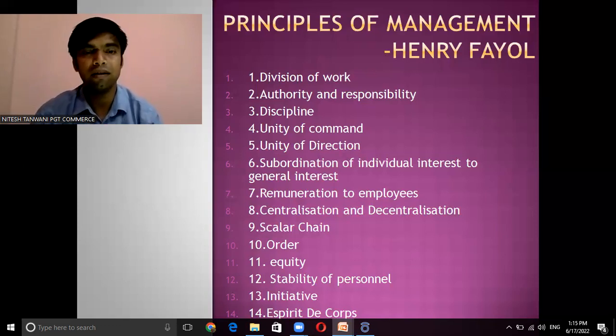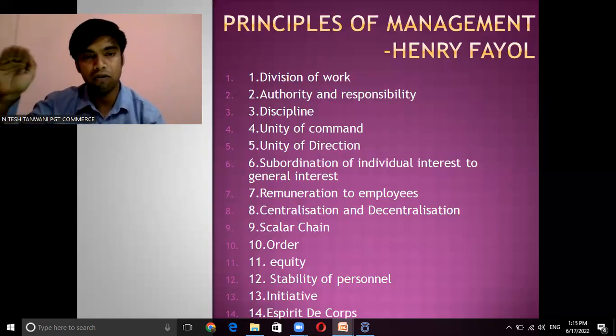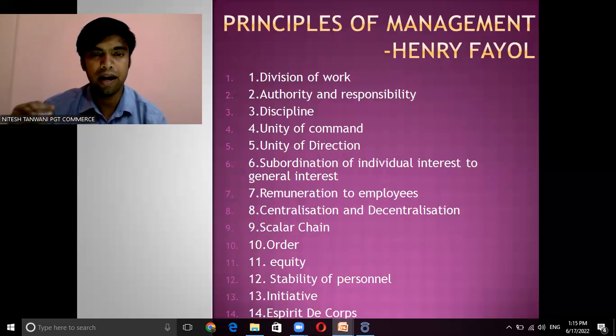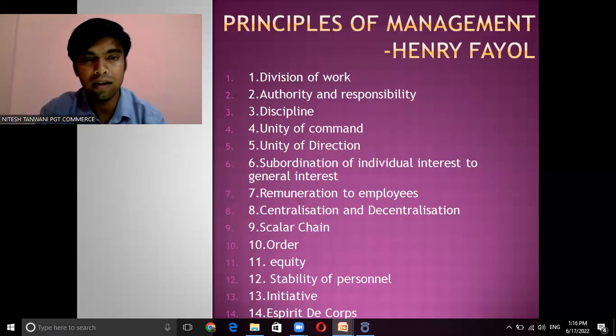Now the ninth one is scalar chain. Scalar chain means there is a hierarchy in the organizations. A lower-level person cannot contact the upper level directly. There is a hierarchy in all the organizations, so they have to work accordingly.